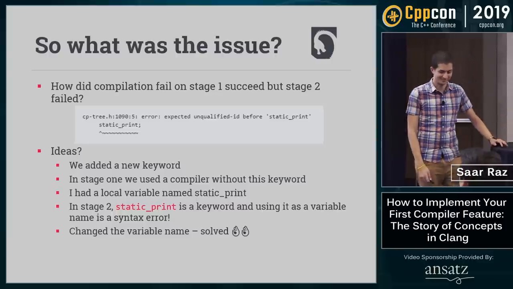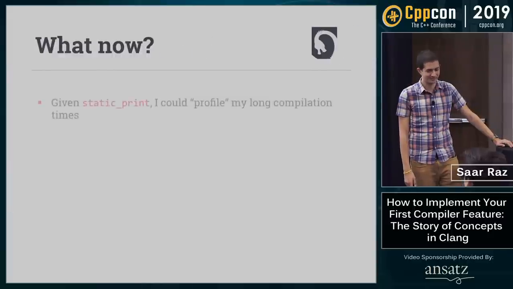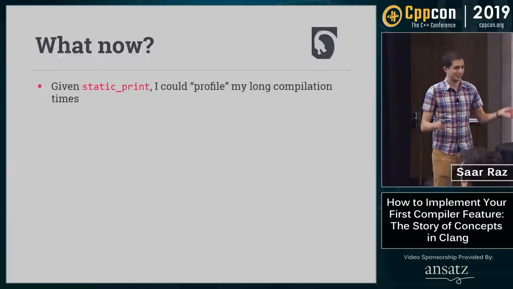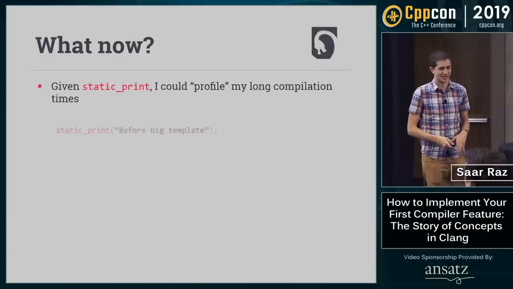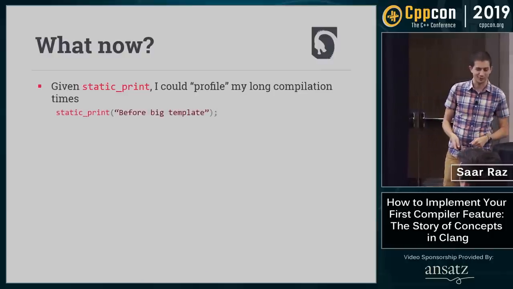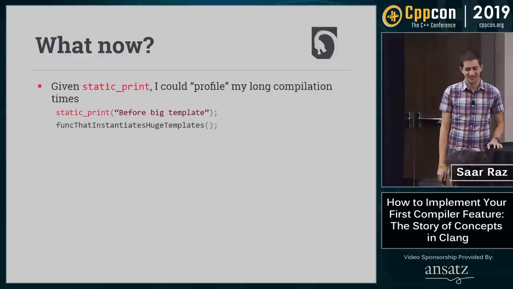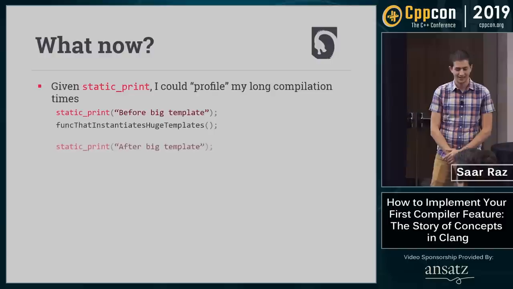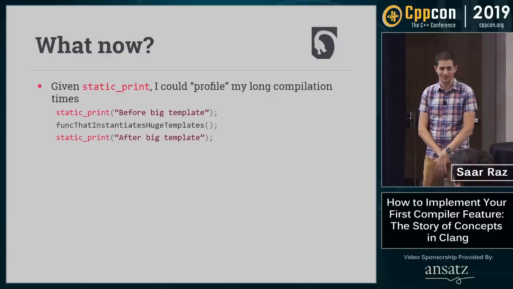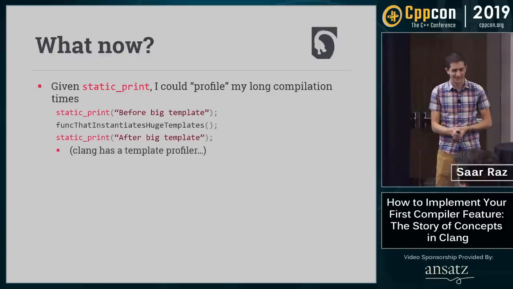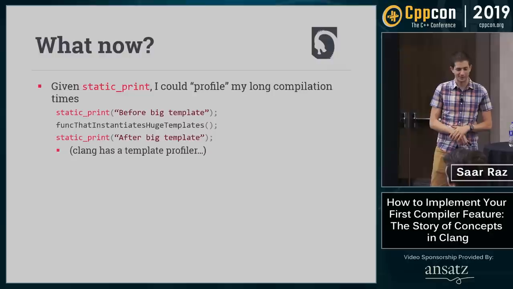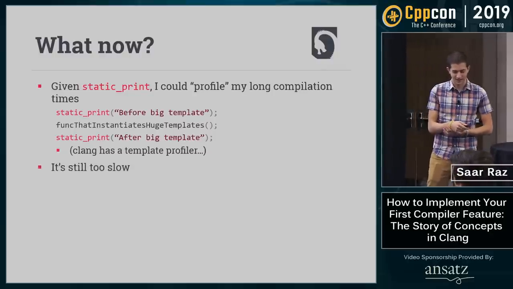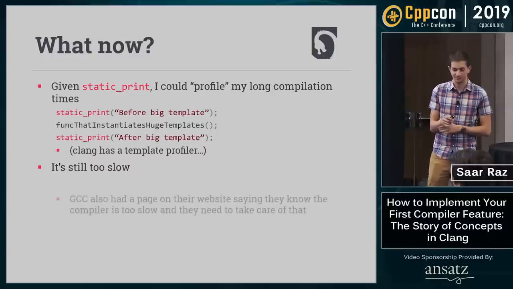Cool. So what now? I also abused static print to profile my long compilation times. I would place a static print before a big template, then call a function that instantiates a huge template, and then place another static print after it, like a poor man's profiler. Clang had some sort of a template profiler, but Clang had no implementation of concepts, so I couldn't use it. And it was still pretty slow.